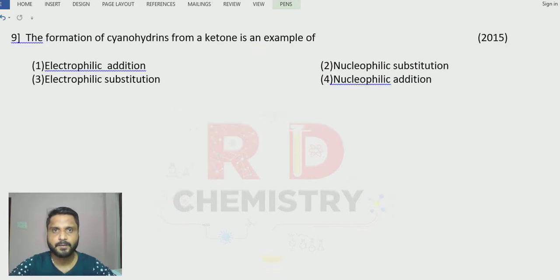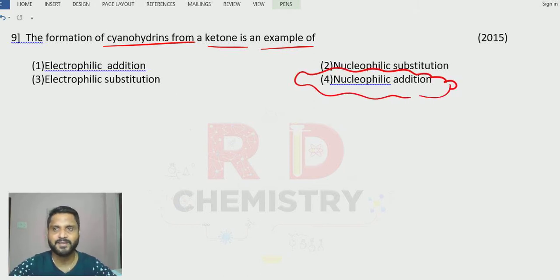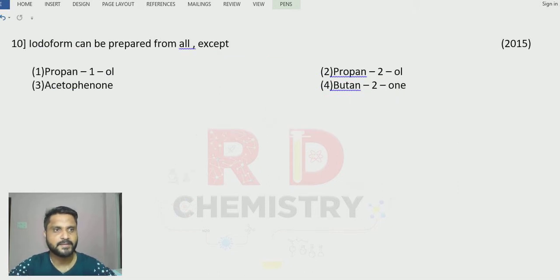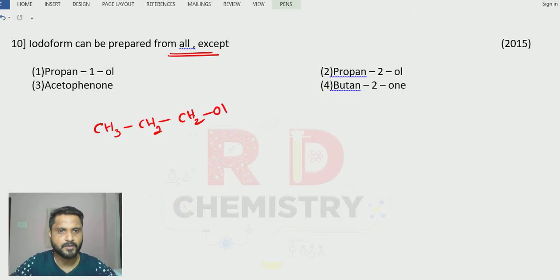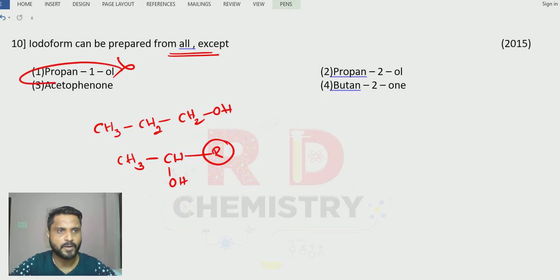Question number 9. Formation of cyanohydrin from a ketone is an example of, this is a direct question, a nucleophilic addition reaction. The fourth one is the answer here. Question number 10. Iodoform can be prepared from all except. Previously I discussed which compounds can answer the iodoform reaction. Let me write the structure: 1-propanol, CH3CH2CH2OH. This cannot answer because the compound must contain the CH3CH(OH) group, like this, with any other R group. So this cannot answer. Option number 1 is the answer, others can answer.